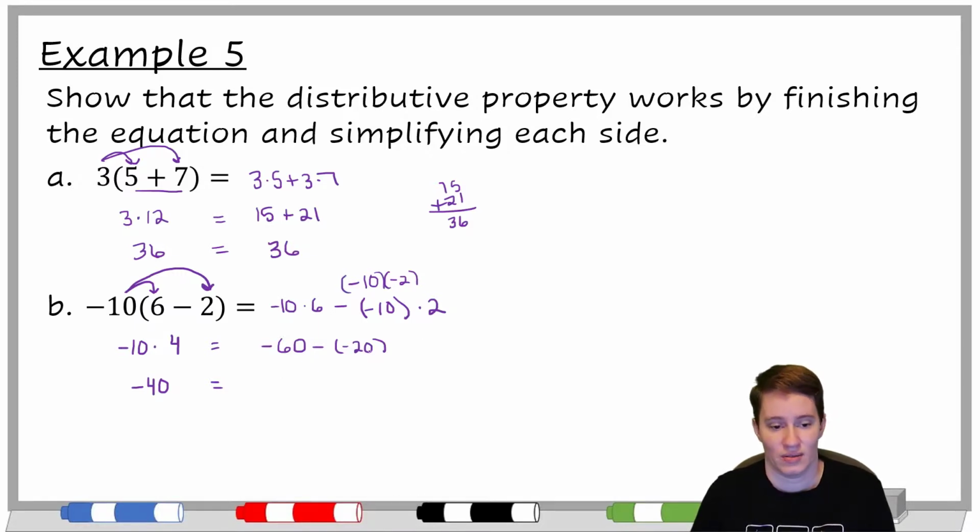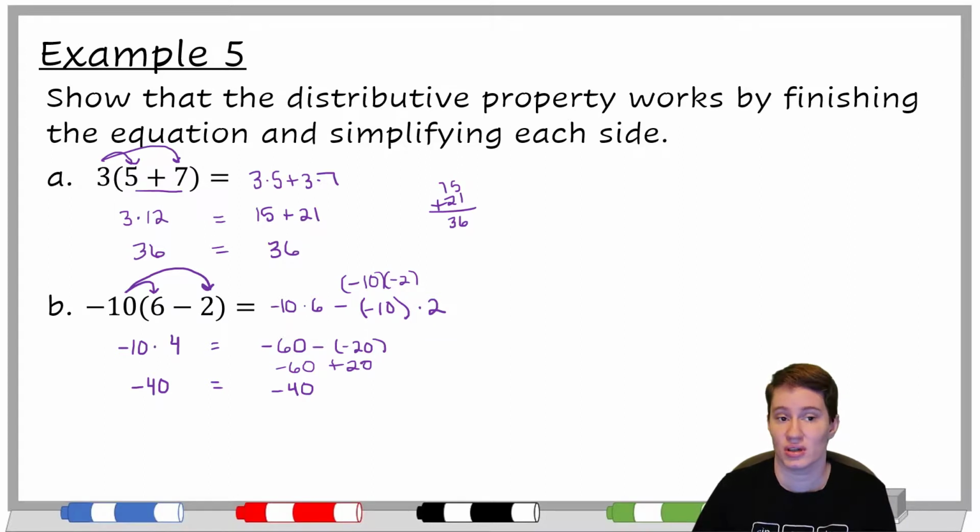However we think of it, we should end up with negative 60 plus 20, which does in fact give us negative 40. Okay, so that was a tricky one because of those negatives, right? So we're still trying to use all those negative rules, hopefully well, to figure out the answers here. That's kind of the process we go through on this one.